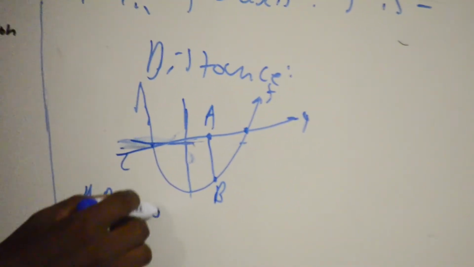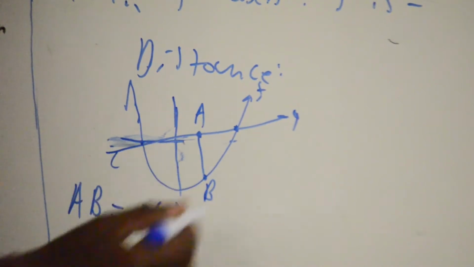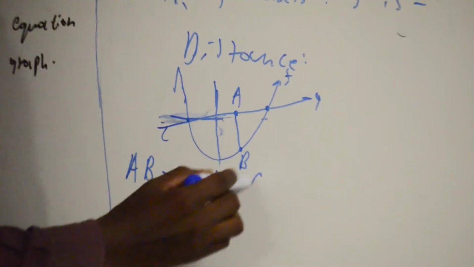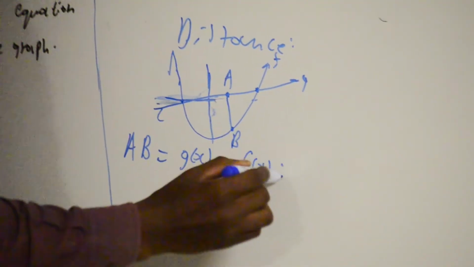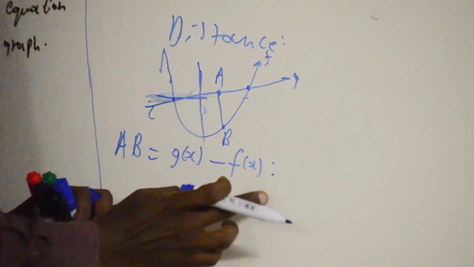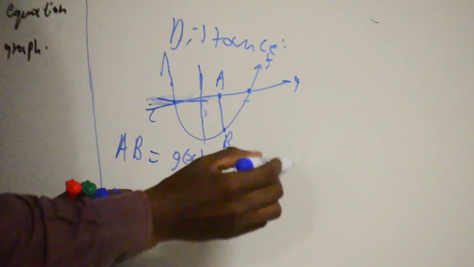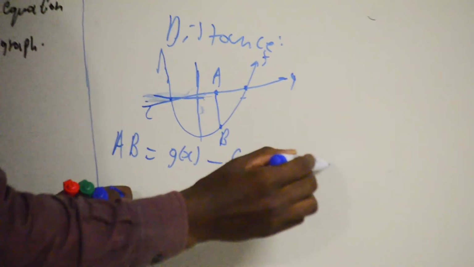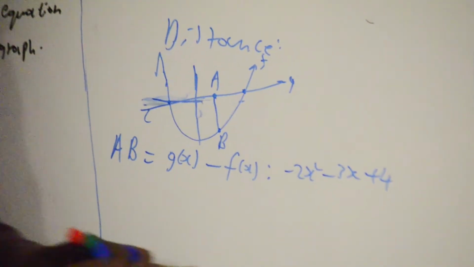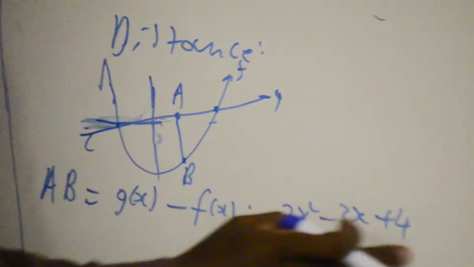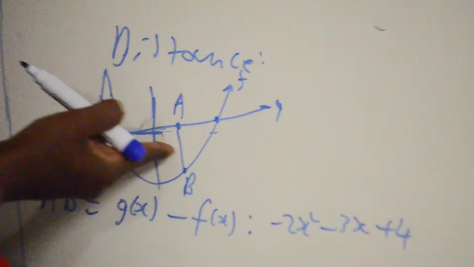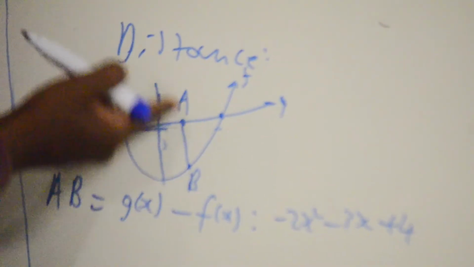Iti lendo, I will say here g of x, because this straight line is represented by g, see above, minus f of x. In this equation, if I don't know the value of x here, I will find the equation in terms of x. Maybe it will be minus 2x squared plus 3x plus 4. It will be in terms of x, because I don't know the value of x here.